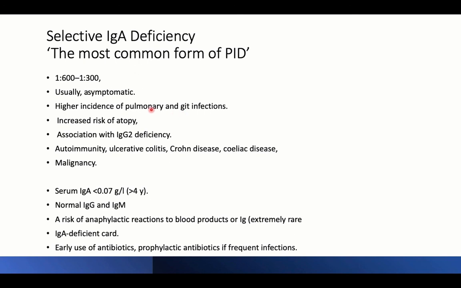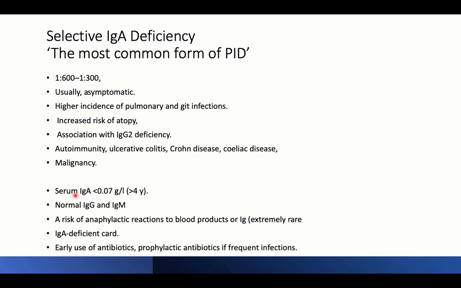So pulmonary and GIT infections will be more recurrent, with increased risk for atopy, and it can be associated with other deficiencies like IgG2 deficiency, also associated with autoimmunity like ulcerative colitis, Crohn's disease, celiac disease, very important. For this, we usually screen for IgA levels during celiac screening, plus the anti-TTG IgA levels. It is very common to have IgA deficiency also in this presentation. There is high risk of malignancy with this disease.